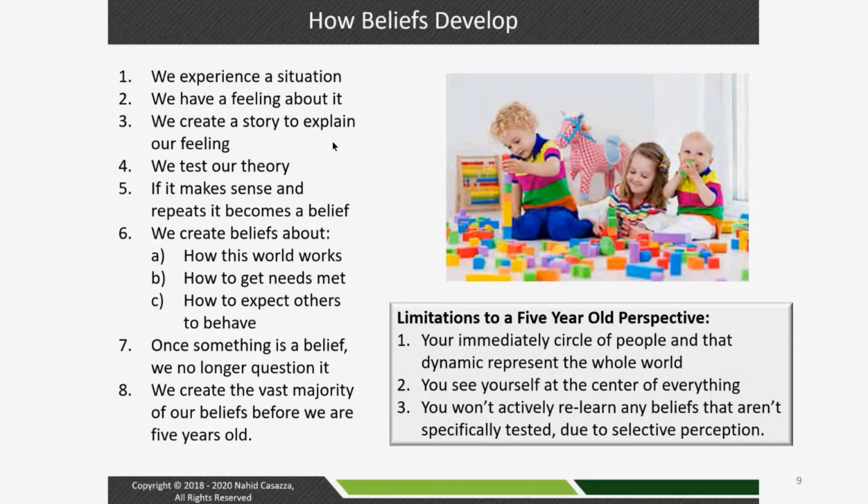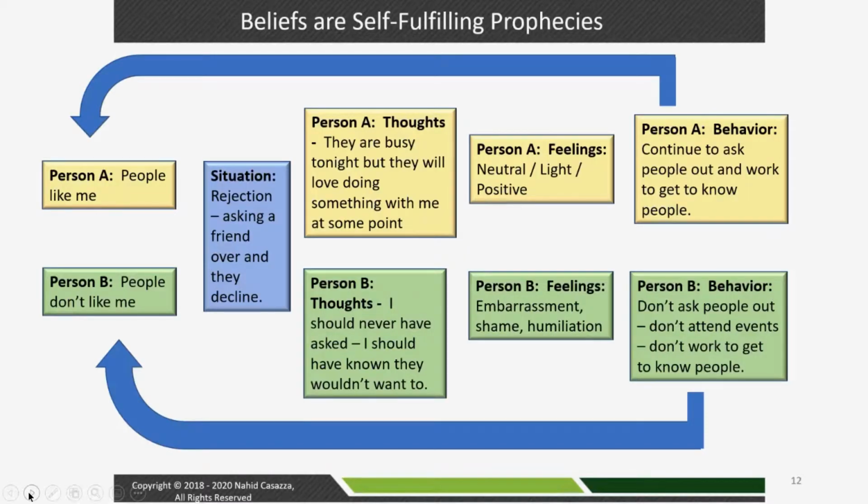I mean, we've never been an adult before. So we tend to see ourselves at the center of everything, and we will often assume that things that happen that are harmful to us are because of us, because we see ourselves at the center of the universe. The third thing, and probably the worst, is that once we have learned something and decided that it's the truth about the world, we don't question it anymore. And then what's even more important about all this is that beliefs are self-fulfilling prophecies.